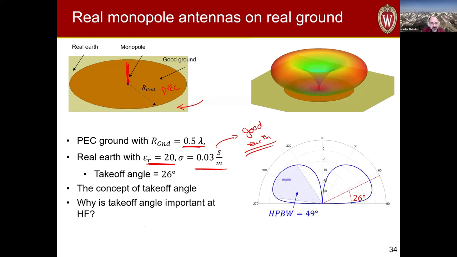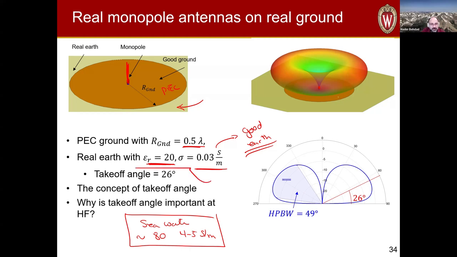The best sort of quote unquote Earth we can have at HF frequencies is seawater, where the dielectric constant is around 80 and the conductivity is around 4 to 5 Siemens per meter, and this becomes as close to a perfect electric conductor as we can get at HF frequencies from the actual planet Earth here. But if you are, let's say, somewhere in rural Wisconsin where the Earth is really wet and there's quite a bit of good moisture, you may find Earth with these properties.